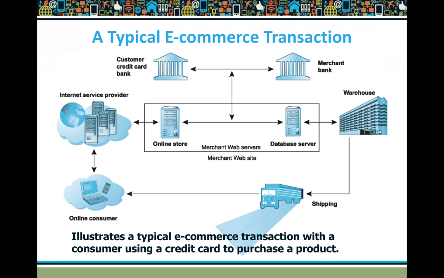So this is a typical e-commerce transaction, and the next slide will show you the different points from wherein we can have attacks come. When a typical e-commerce transaction happens, where are the different points of vulnerability through which attacks can happen? Here we have a normal e-commerce transaction happening. So we have a consumer, an online consumer.